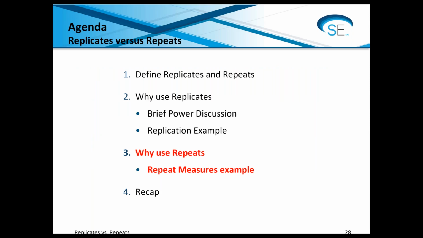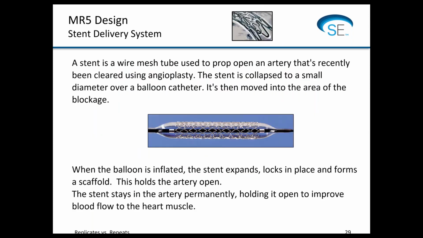So let's look at an example. You probably all know what a stent is. It's a wire mesh tube used to prop open an artery that's recently been cleared using angioplasty. The stent is collapsed to a very small diameter. This is a blown up picture of a stent where they've blown up the balloon. But normally it would be all squished down and about the same diameter as this catheter that's running through it.